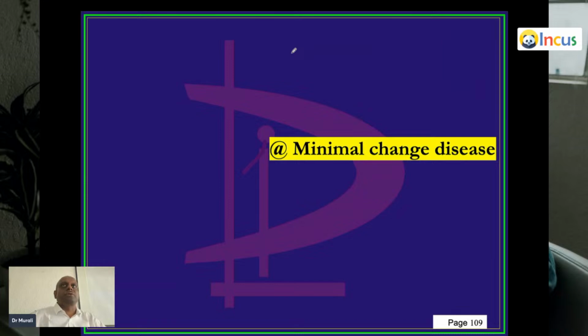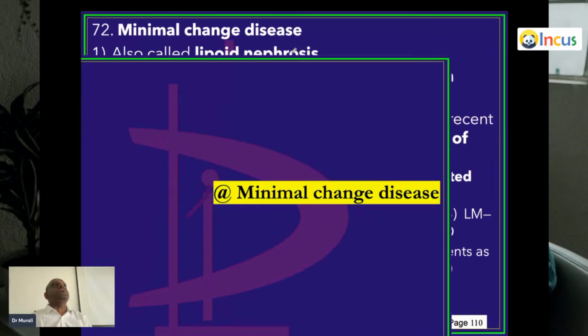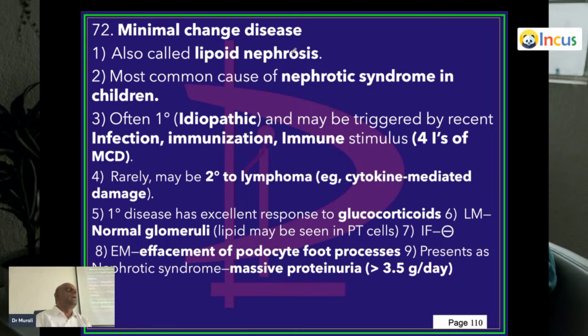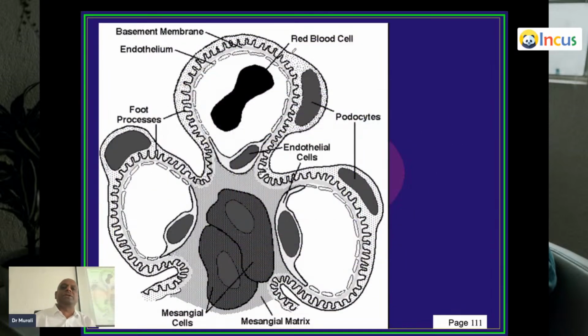Quickly, two more glomerulonephritis, then we'll go for lunch. What is minimal change disease? On light microscopy nothing is seen. Only on electron microscopy the podocytes are attenuated. That is minimal change disease. Effacement of podocyte foot processes on electron microscopy is minimal change disease.